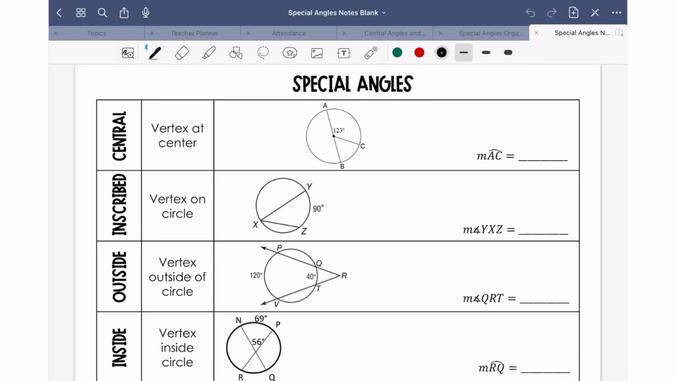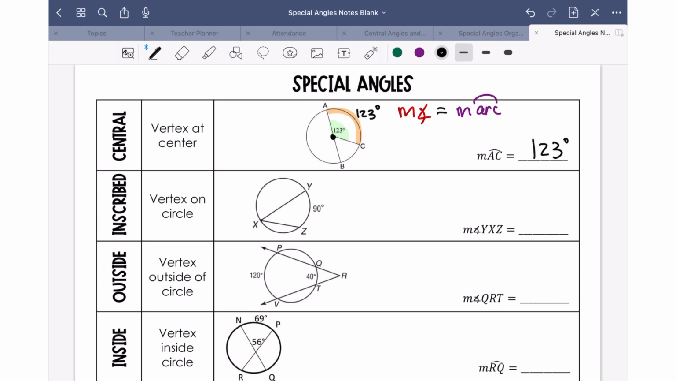We're going to start with a central angle. Hopefully this one is your favorite because it's the easiest to remember. The measure of the angle is equal to the measure of the arc. Okay, and so since we know that, they're asking me for arc AC. So AC is this arc right here, and my central angle is 123. So that means that my arc has to be 123 degrees also, since it's a central angle, only because of that reason.